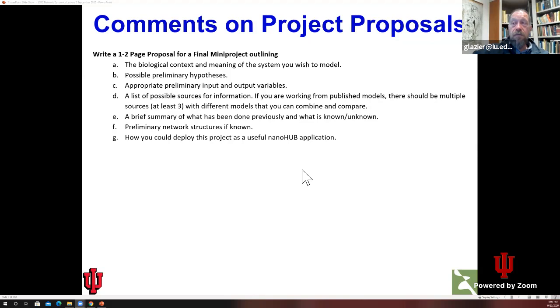And if you have an idea of what the network structures look like, include that so we can be sure that it's something that's practical to do with Tellurium antibody. And also thinking about how to make the project useful as a NanoHub app, educational application.